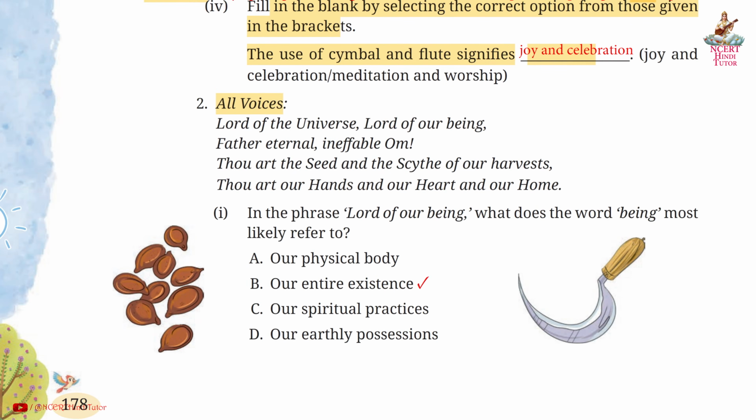Second, all voices, Lord of the universe, Lord of our being, Father eternal, ineffable Om, Thou art the seed and the scythe of our harvest, Thou art our hands and our heart and our home. First, in the phrase Lord of our being, what does the word being most likely refer to? Answer B. Our entire existence.